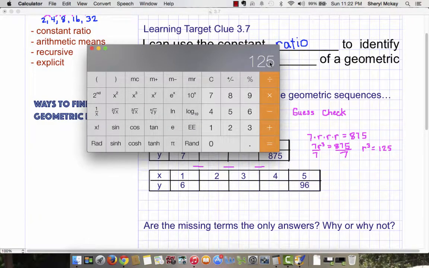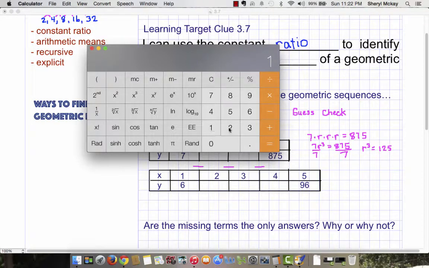So you type in your number, 125. I'm going to click that button, and then I'm going to tell it what root I'm going to find. So this is the r cubed, so I'm going to type in a 3. That means I want to find what number times itself 3 times is equal to 125. When I say equals, I get 4.99999.